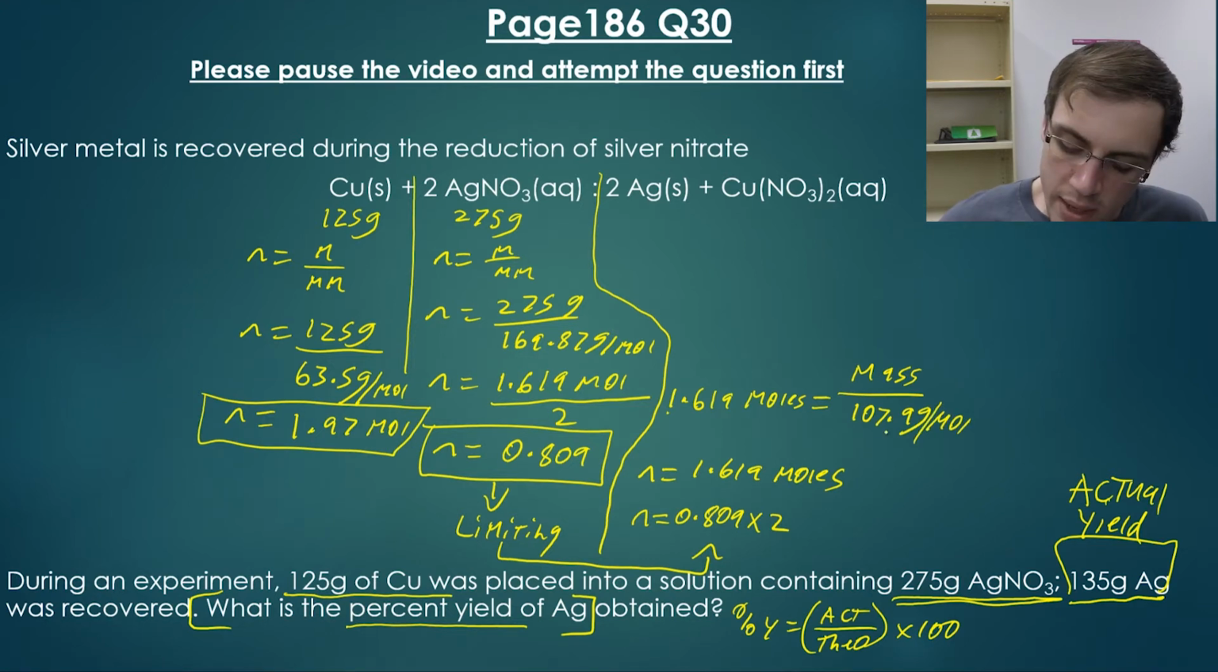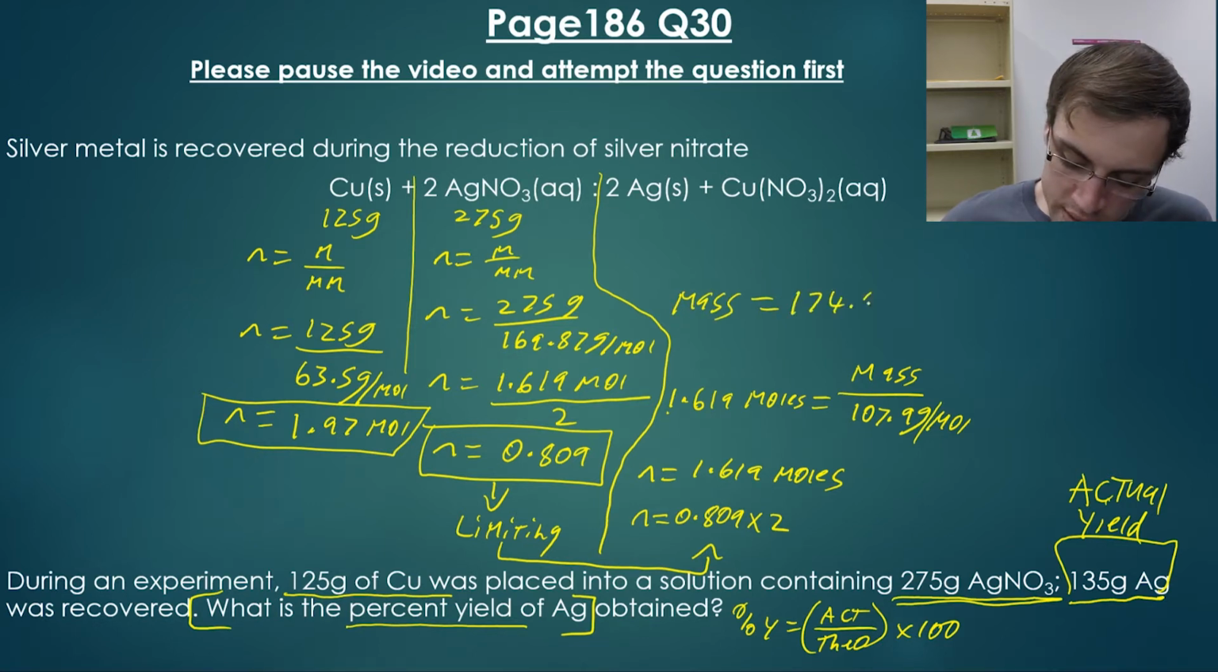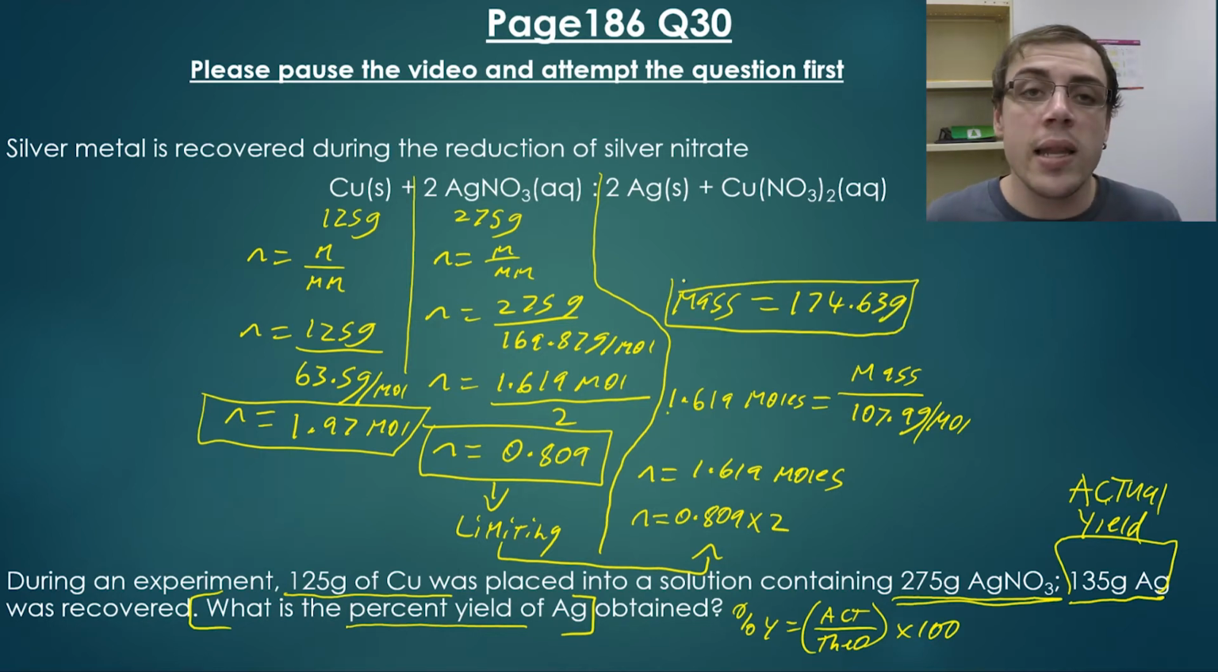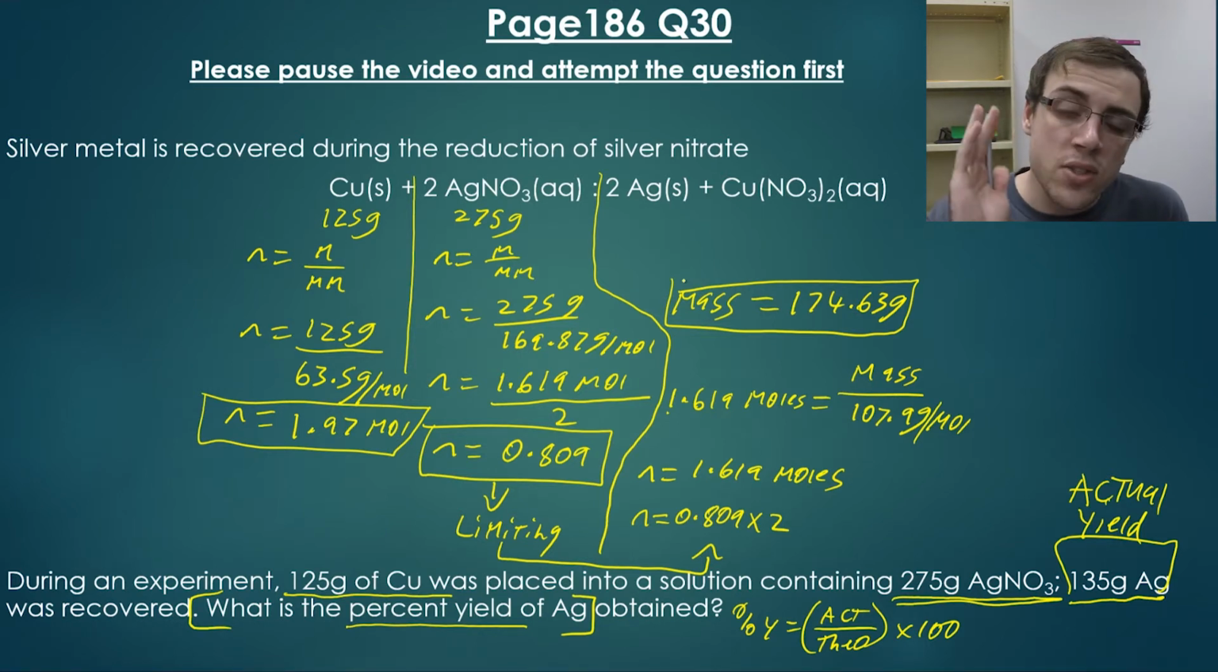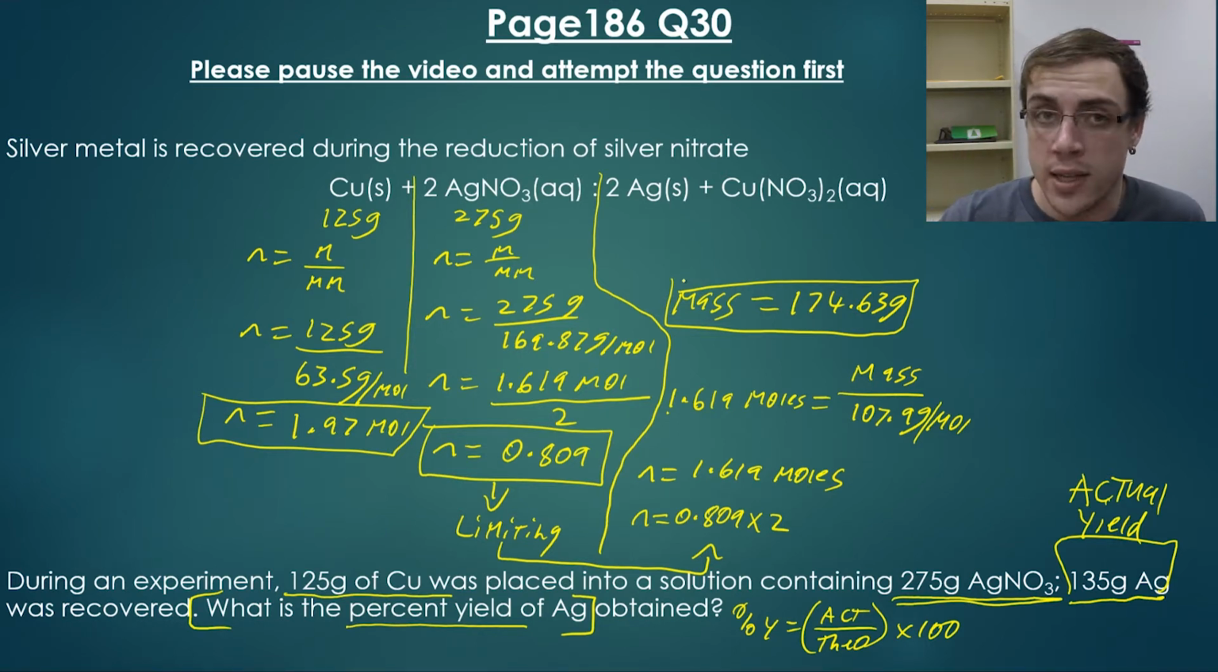So again, we rearrange this, we move this to the other side of the equal sign over here, and that will give us 1.169 multiplied by 107.9 grams per mole, which means that the total mass is going to equal 174.63 grams. Now, that's all well and lovely. We've found the mass. Awesome. Thumbs up.